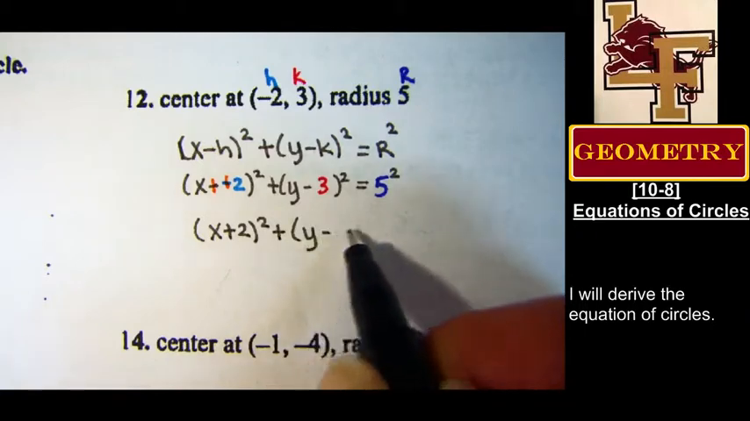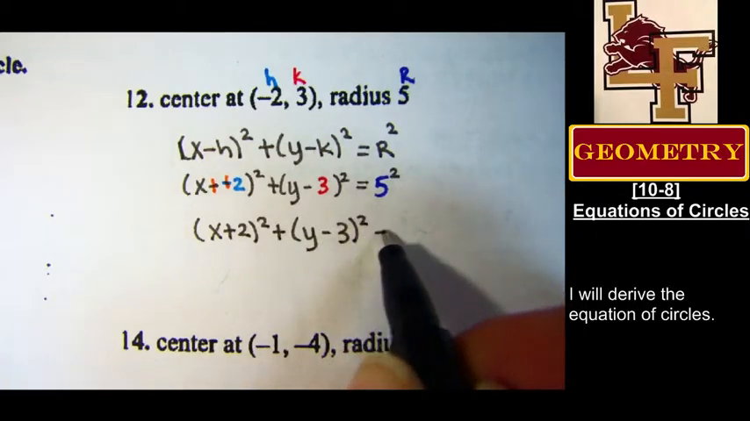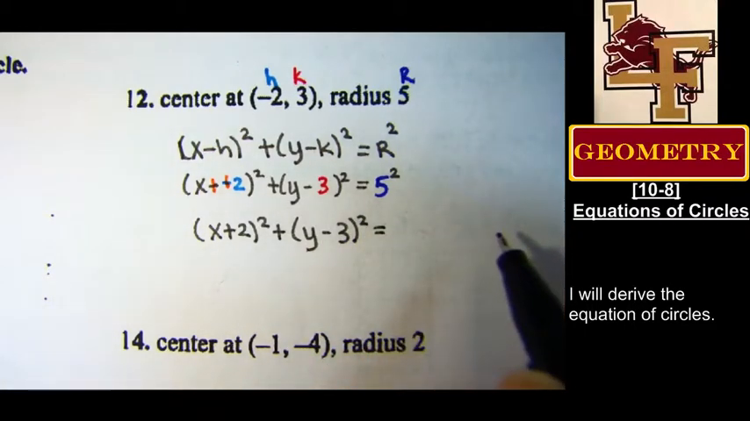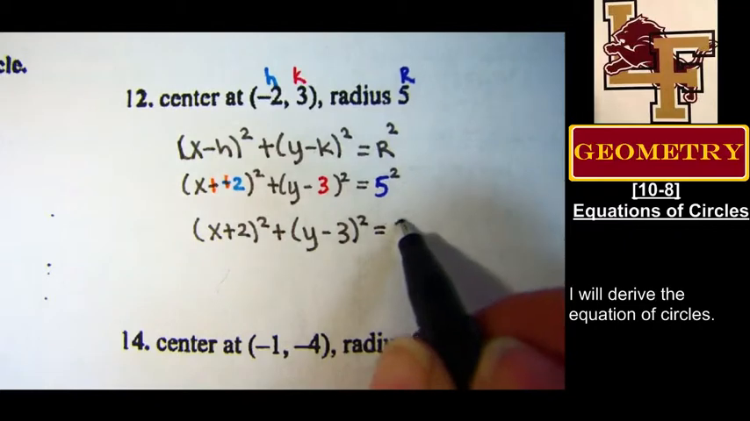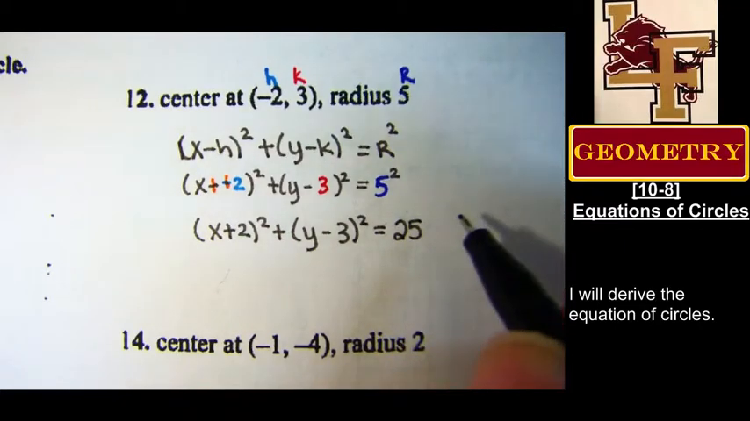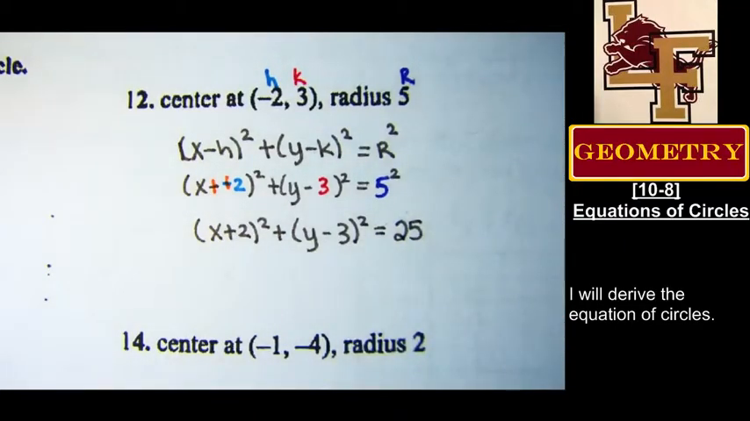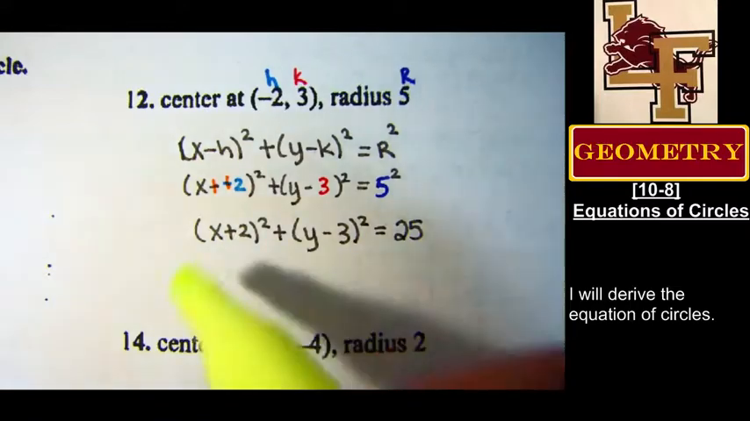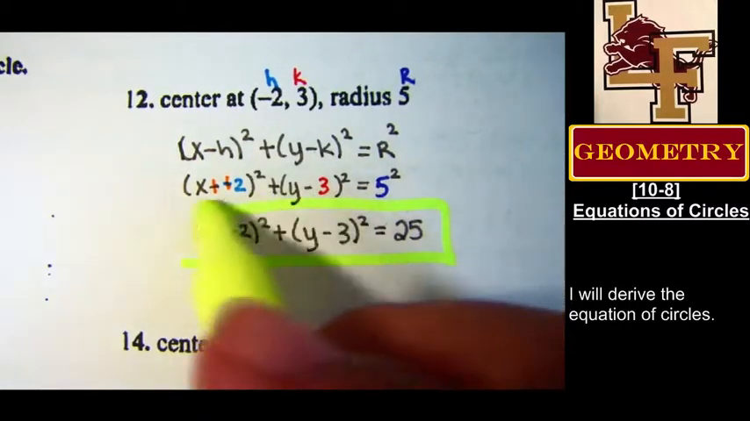I am not distributing the power of 2 into the parentheses. That's not something I'm going to do. It's not something I'm allowed to do. I did 5 squared for 25. I'm done. Stop there. Don't do anymore. That's it. That's the final answer. That's all you have to do. That's the equation of the circle. Easy?